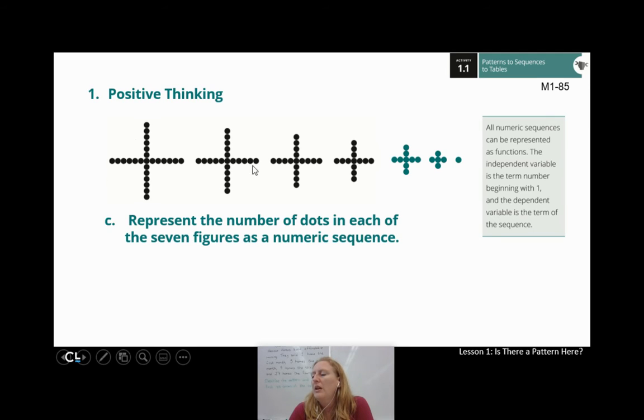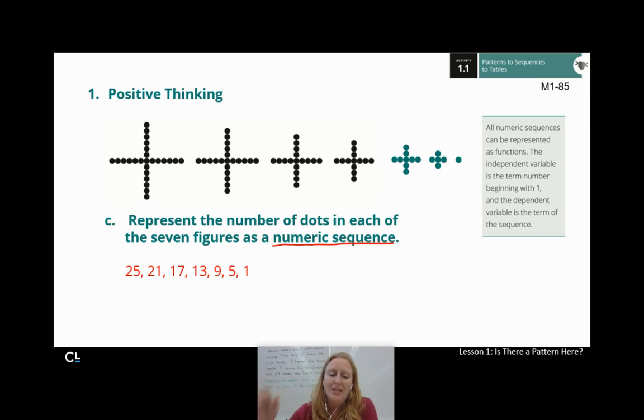So we had already written down the first ones, right? 25, 21, 17, and 13, but we took off 4 more, so the next one was 9, took off 4 more for 5, and took off 4 more till we only had one lonely little dot left. So this is our sequence. This is our numeric sequence. You literally wrote your sequence as numbers, all right? That's a numeric sequence. No big deal.